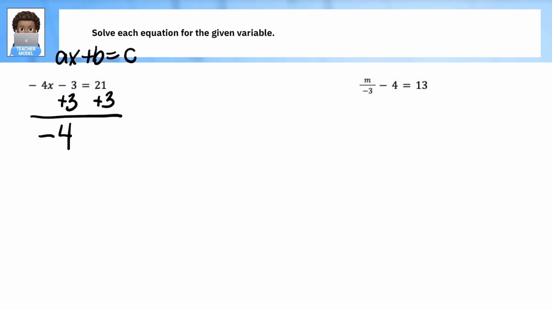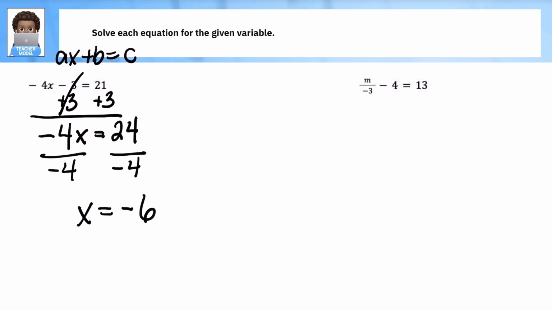And that leaves me with negative 4x is equal to 24. And now the opposite of multiplying by negative 4 is dividing by negative 4. So I'm going to do that to both sides. So that leaves me with x, or 1x, is equal to negative 6.